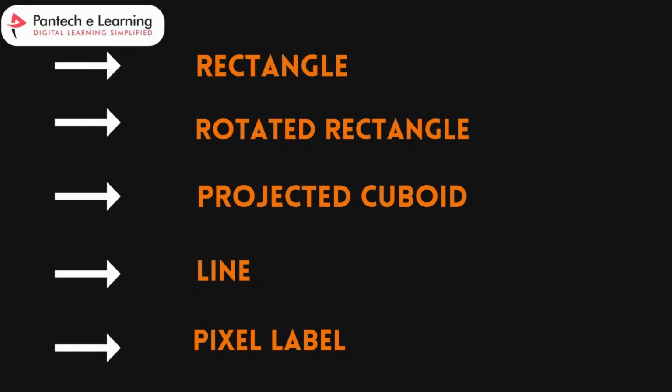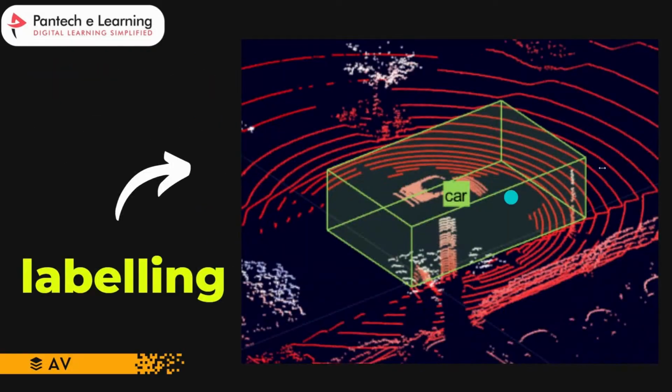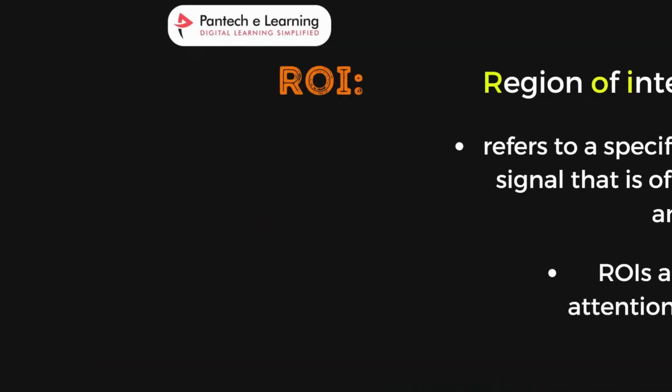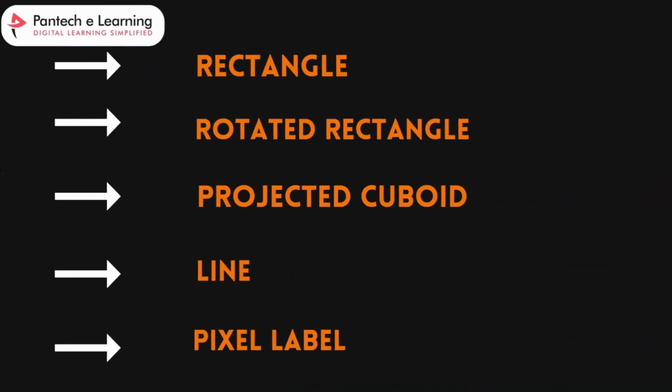What are the types here? It has rectangle and cuboid. The rectangle label type allows you to draw bounding boxes, like square boxes around objects such as vehicles. In image signals, you draw the label of this type as 2D rectangular bounding boxes. In case you have point cloud signals, you draw the labels of this type as 3D cuboid bounding boxes. This is the 3D cuboid bounding box and this is the 2D rectangular bounding box.